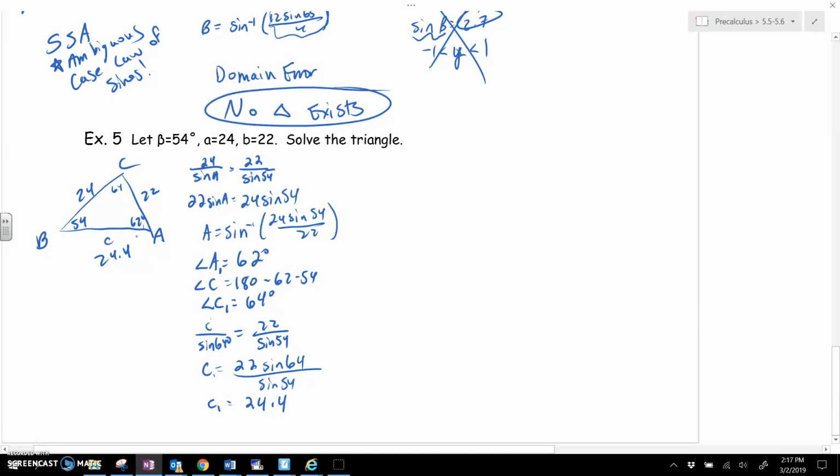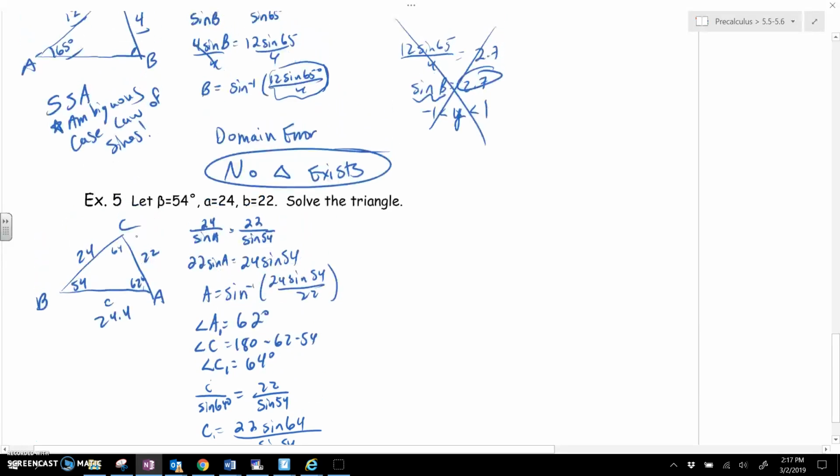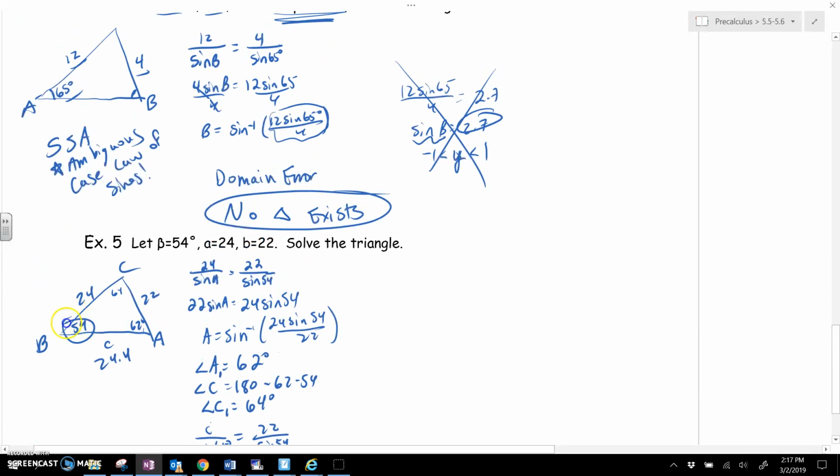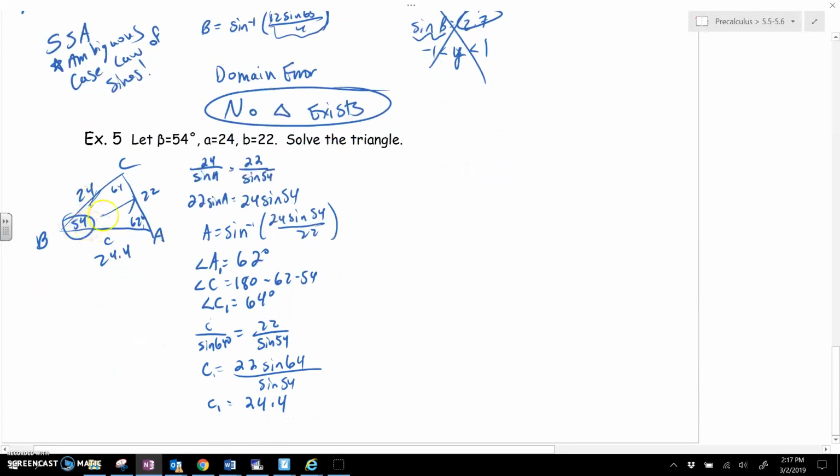But here's the problem when you have this situation. In both of these examples we've done, we were given this angle in the lower left corner. And note that the side across from that angle was smaller than the other side. That's actually when you're going to have to work towards this. So once that's smaller, then either you're going to have what happened in example 1, where there's a domain error, so no triangle exists, or if what happens in example 5 happens, so we know this angle, the side across from it is smaller than the other side given. If one triangle works, it actually means there's 2 triangles that exist.